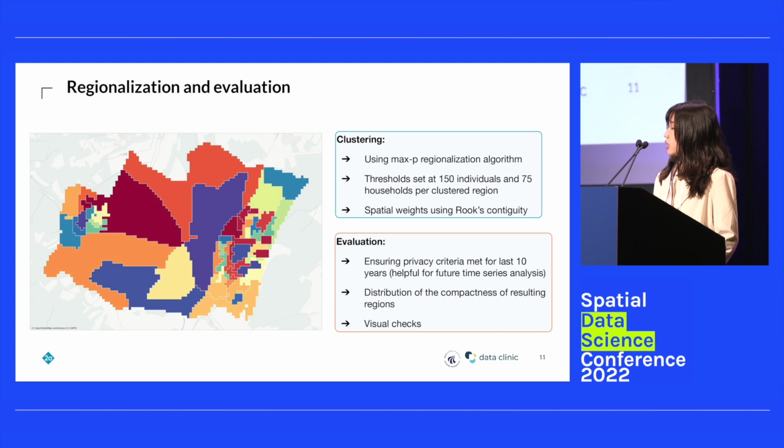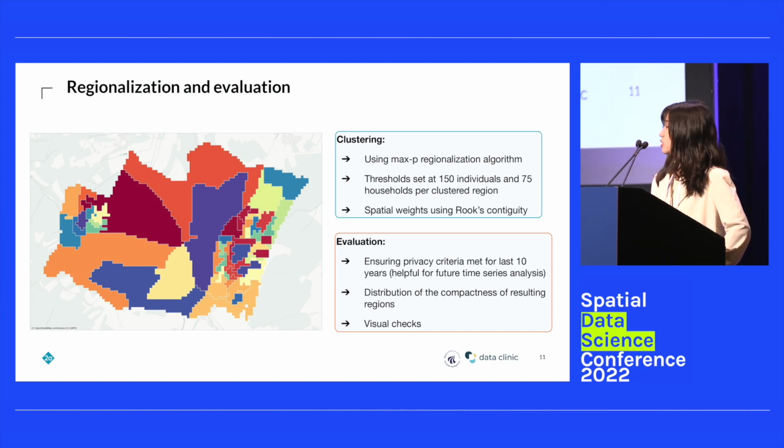Now we have polygons and we have mapped the values to the polygons. We are onto the last step, which is clustering. We chose the max-P clustering algorithm. This is helpful because we can set a threshold so that each cluster region in the end will have at least 150 individuals and 75 households, so that we can meet the privacy constraints. The data is then usable by the general public and the policymakers.